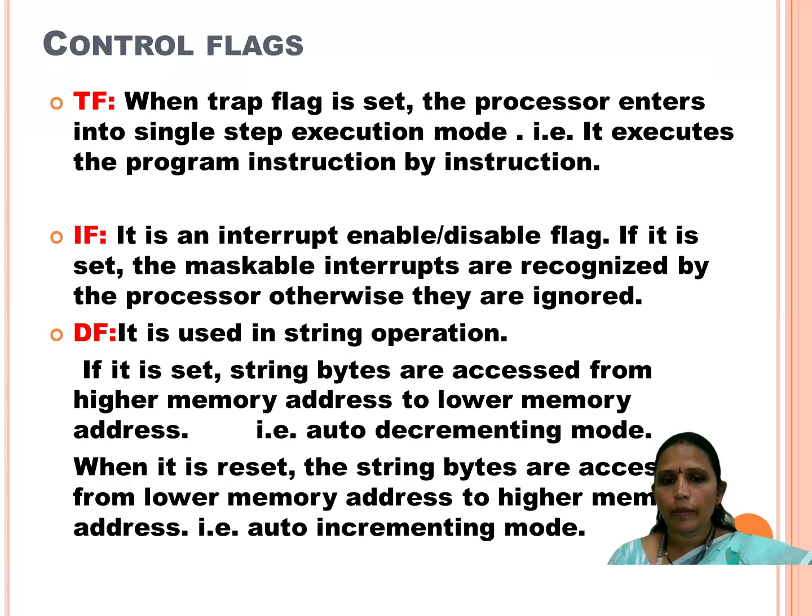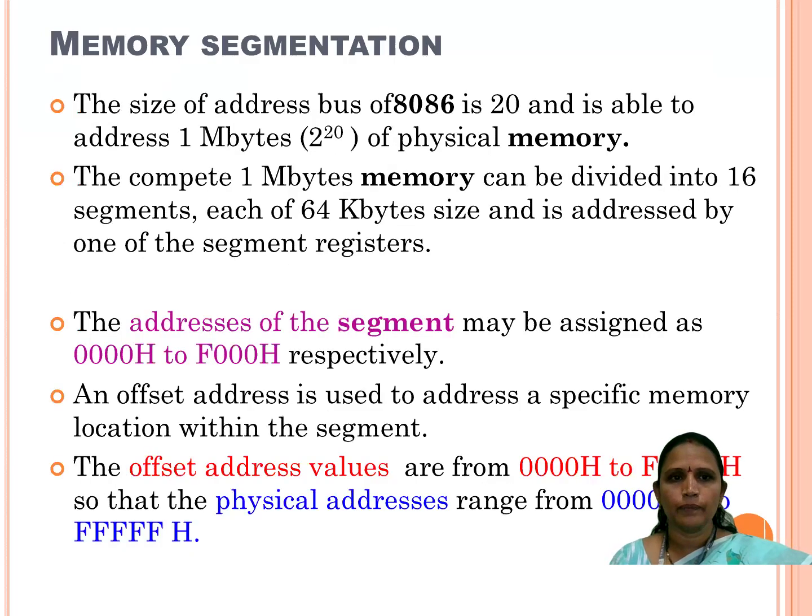Auto incrementing mode means the direction flag is reset, and auto decrementing mode means the direction flag is set. So like that, it performs the operation. It controls the operations by using these control flags. So this is about the flags, and this is about the register organization of the 8086.